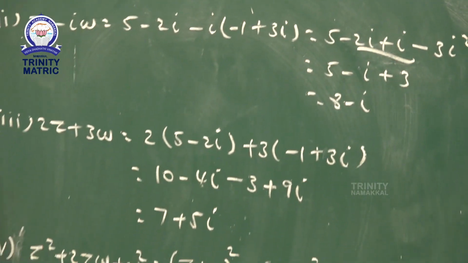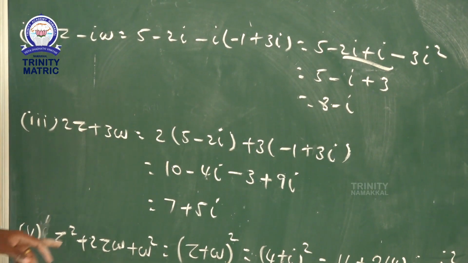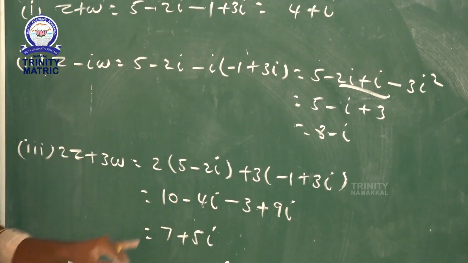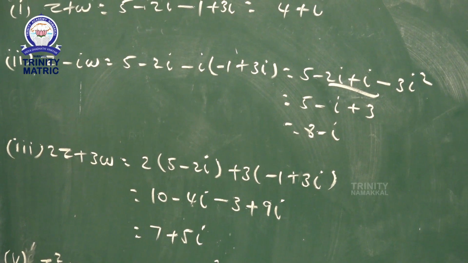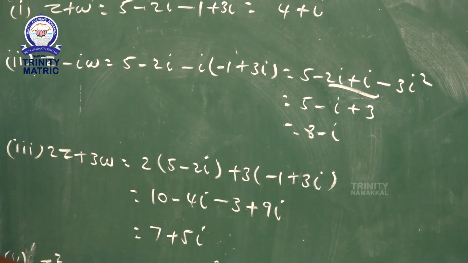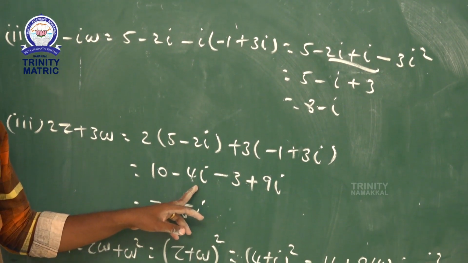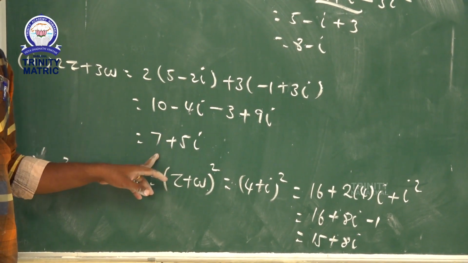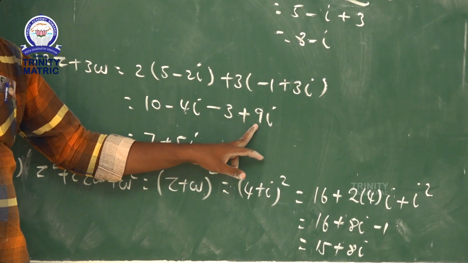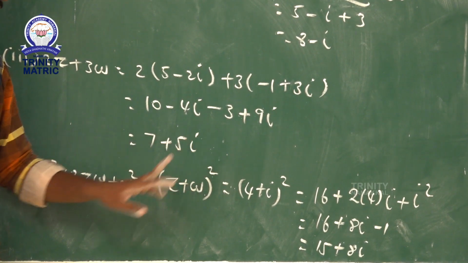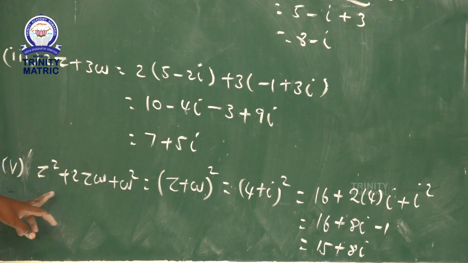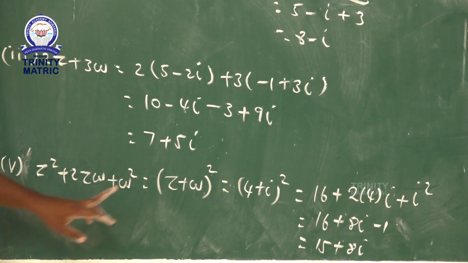And then the third one, 2z plus 3w. 2z means 5 minus 2i multiplied by 2, and w, minus 1 plus 3i, is multiplied by 3. So we get 10 minus 4i minus 3 plus 9i. So 10 minus 3 is 7, and then 9i is the bigger term, so plus 5i. So we find the answer.